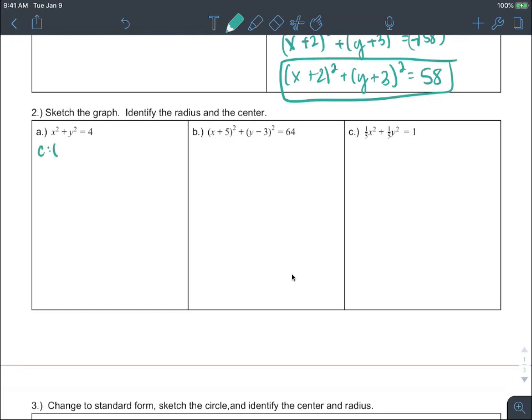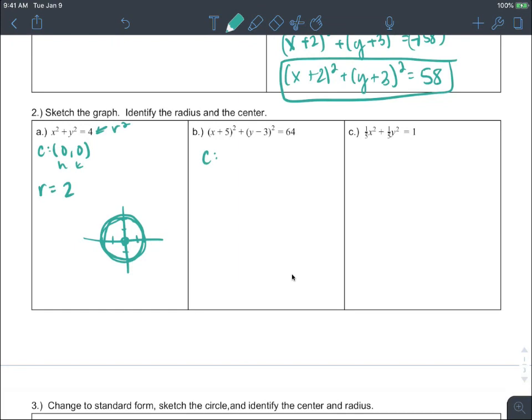The center of this first one, no h and k, so 0, 0. That's my h and my k. The radius, the 4 is the radius squared, so the radius is the square root of that, which is 2. So sketched, I would have a center at 0 and a radius of 2 on all sides. Diagonally 2, so it makes a circle.